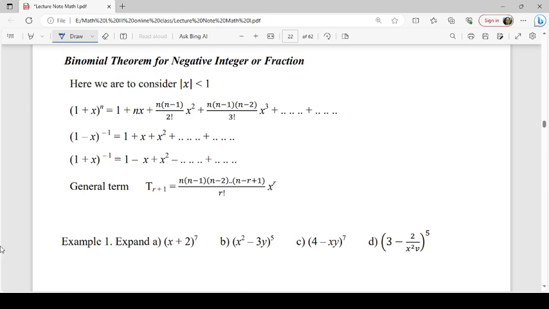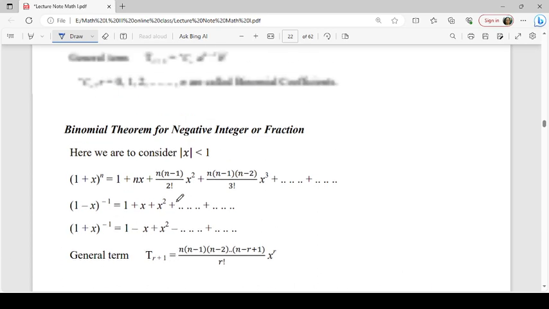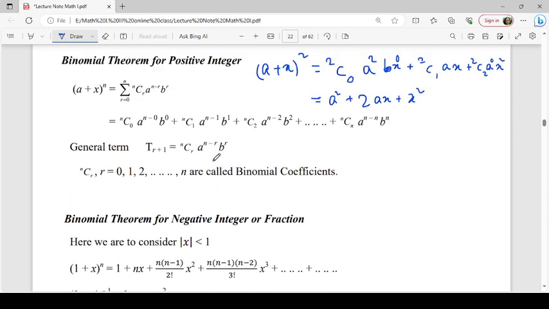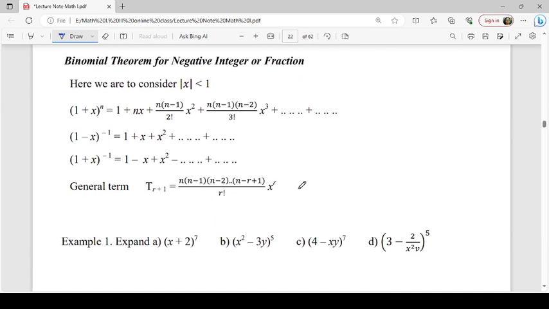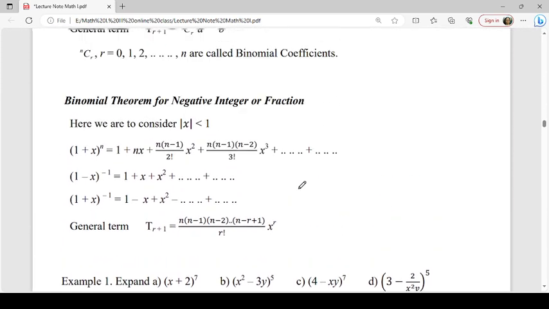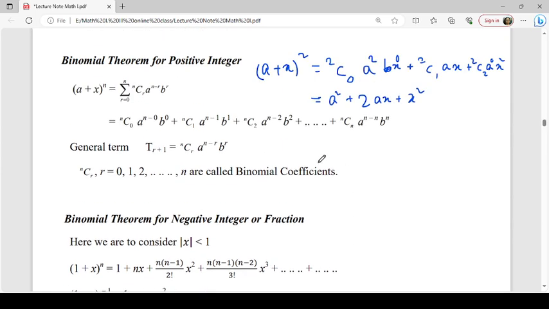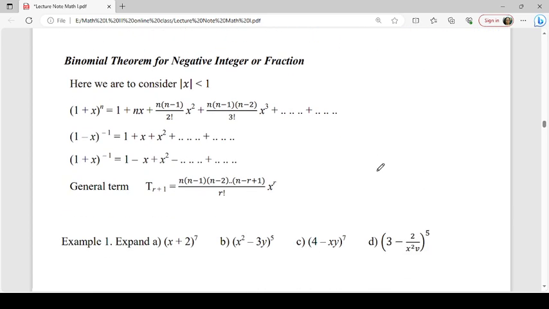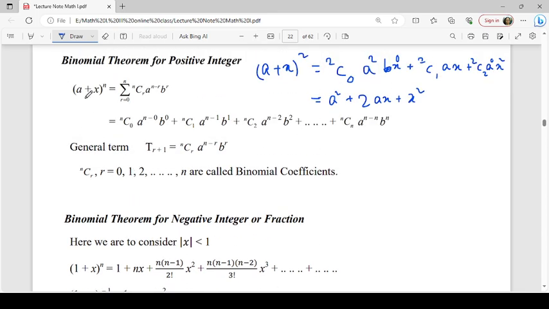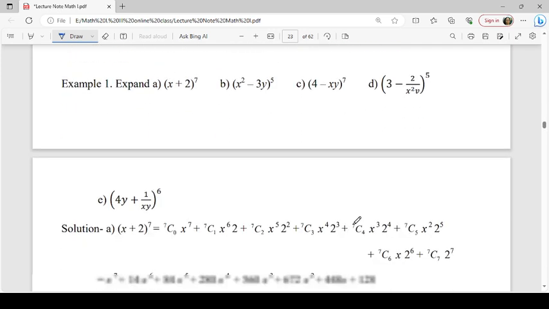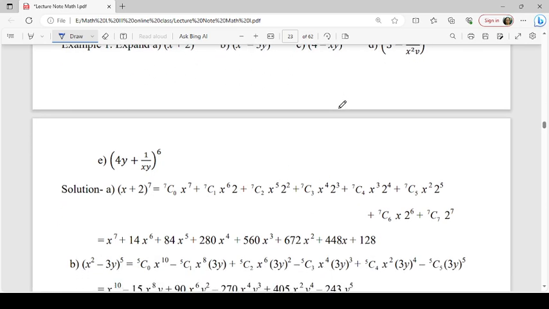And here the general term is T(r plus 1). Here T(r plus 1) is nCr a to the power n minus r b to the power r, and in this case T(r plus 1) is this one. So this is general. For n a positive integer, this is the formula, and for negative integer or fraction, our formula is this. In this case the first term must be 1, and modulus x is less than 1. So like this we are expanding.